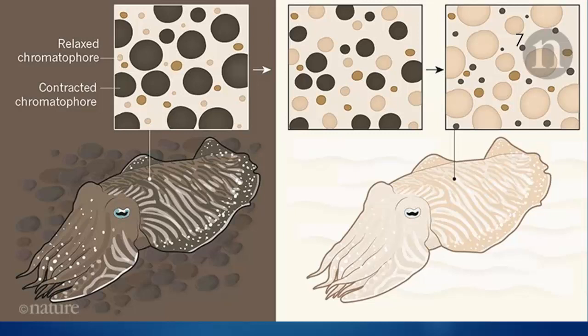If you can control the pattern of relaxed and contracted chromatophores, you can change the pattern that's visible to what's around you. And if you can see the pattern of what's around you, then you can copy that pattern by relaxing and contracting the chromatophores in such a way that it mimics that pattern.